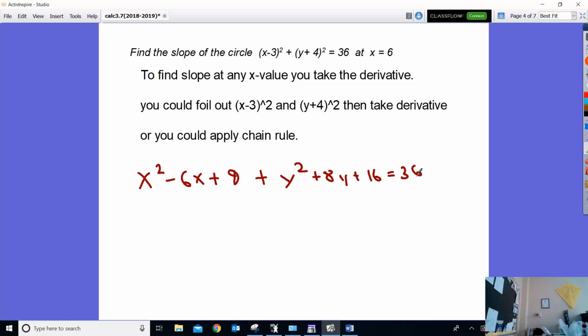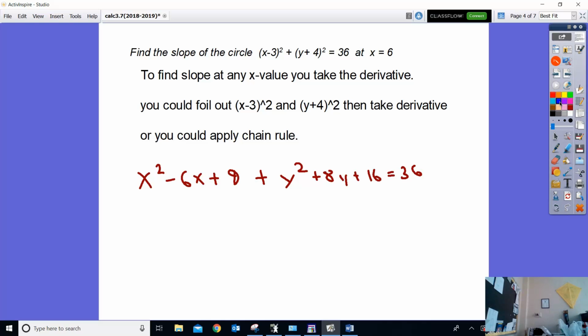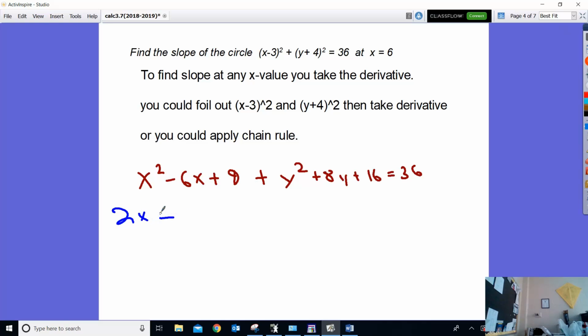So derivative of x squared is 2x. I have a different color for those of you at home. Derivative of negative 6x is negative 6. What's the derivative of 9? 0. Plus derivative of y squared: 2y dy dx. Derivative of 8y: 8 dy dx. Derivative of 16. Derivative of 36. This one wasn't too bad even that way. It really wasn't.